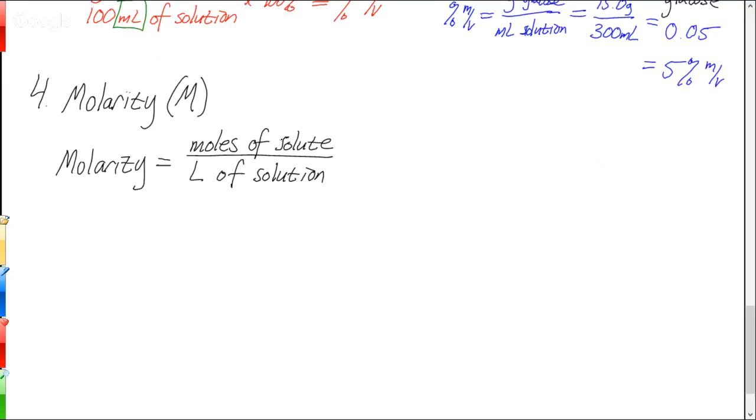The pen's being weird today. Moles of solute divided by liters of solution. The difference with molarity is just in the unit. So now we're going to use moles instead of liters. Luckily, we spent time working on all of this so that you can easily convert between grams and moles of various compounds. So you can use those skills to calculate molarity. So let's try it.